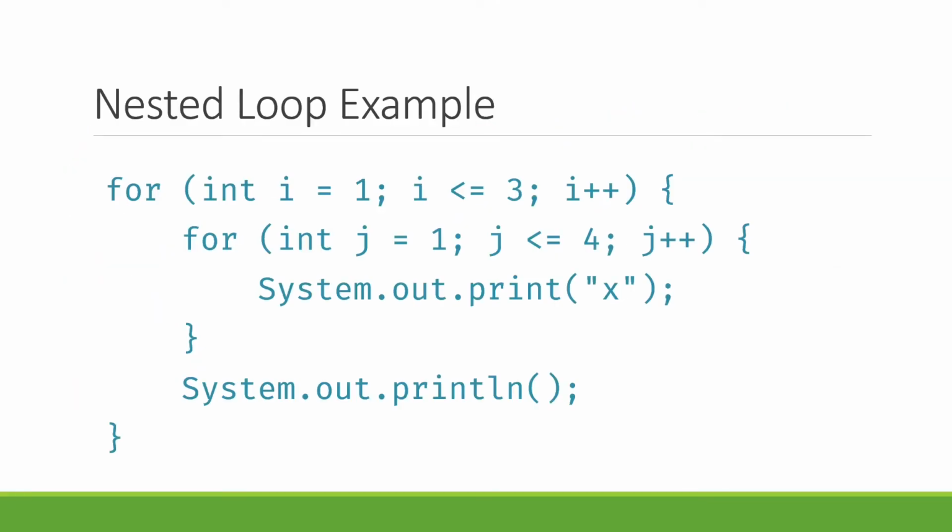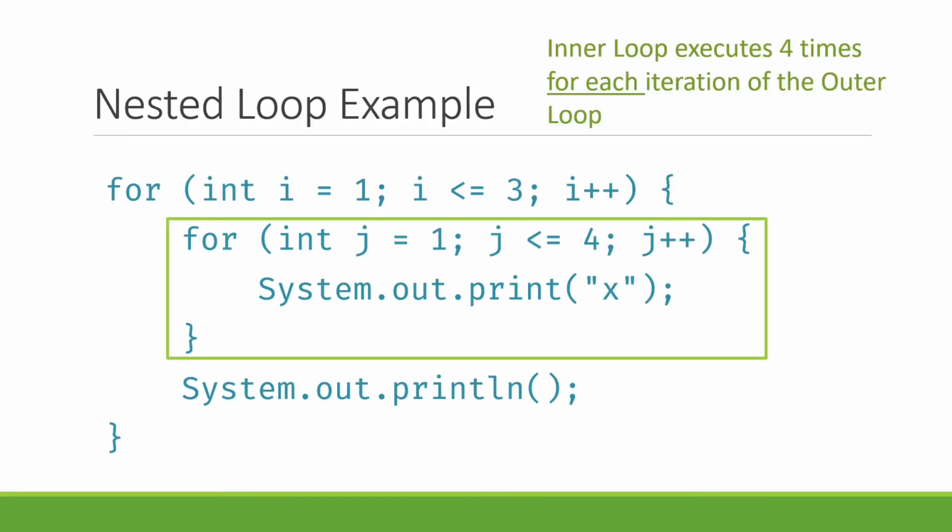Now the key thing to note about nested loops is that you have to complete all of the iterations of the inner loop for each iteration of your outer loop. So we notice that our inner loop always executes 4 times in total. So it's going to do 4 iterations for each single iteration of our outer loop.